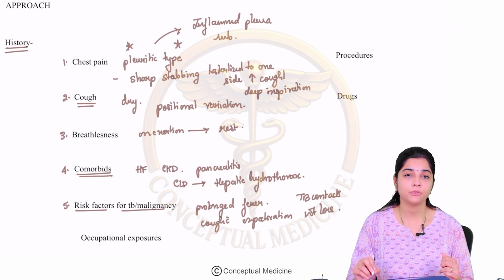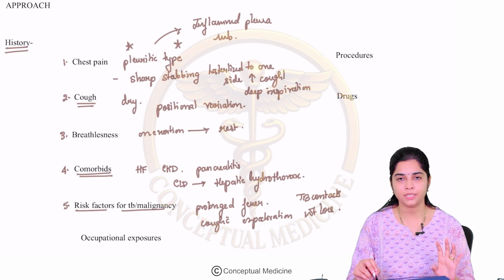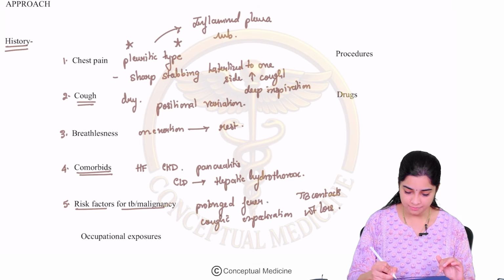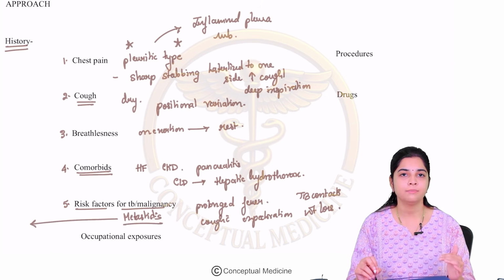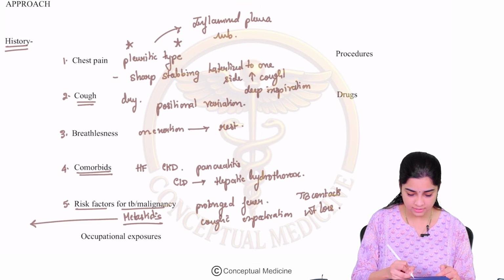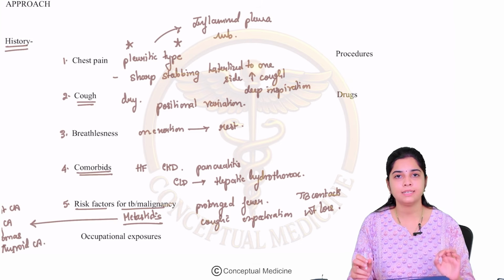For malignancy, before we ask about the specific questions, we should be aware of what type of malignancies commonly affect your lung. Most of the time the pleural effusions are due to metastatic malignancies, right? Which are the malignancies which commonly metastasize to the pleura? It is your breast CA, lung CA, then lymphomas, and thyroid cancers.